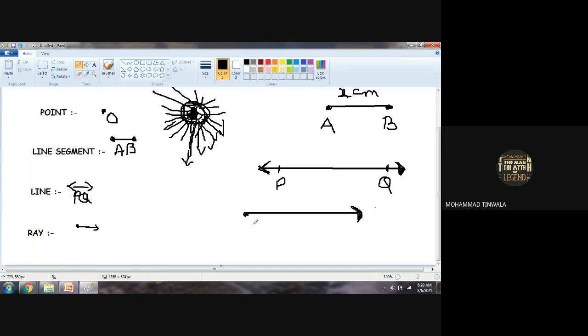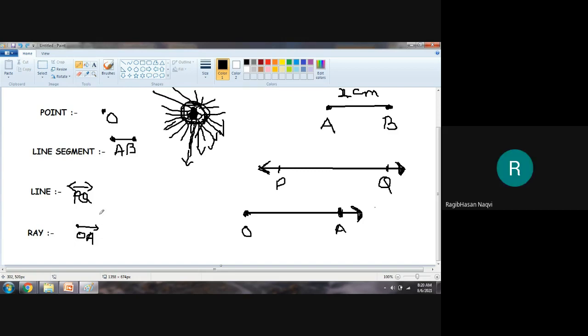And a ray cannot be only this. If I give a name from here, O, and over here, for example, A, then what will be the name of the ray? It will be OA. What is the name of the ray? O and A. Ray OA. Understood? Have you got the symbol that is used here?